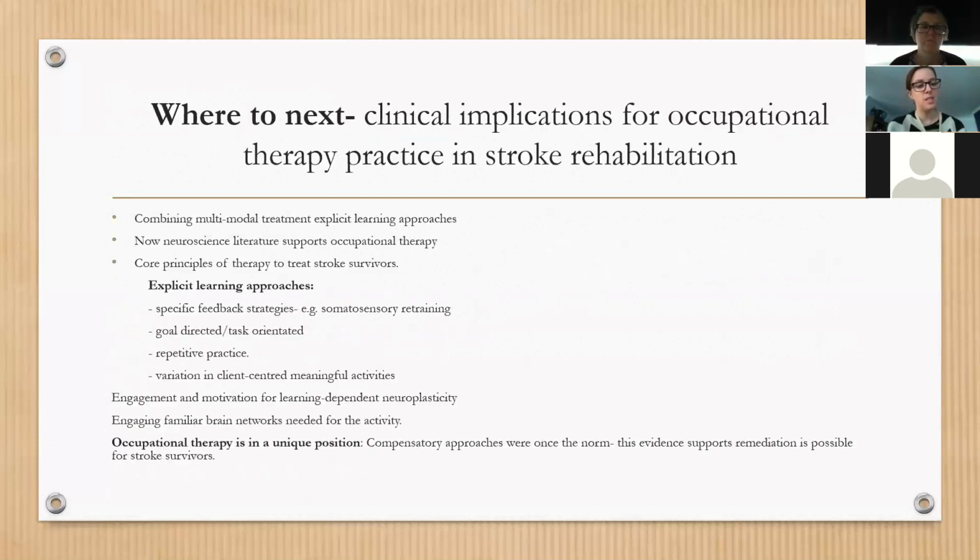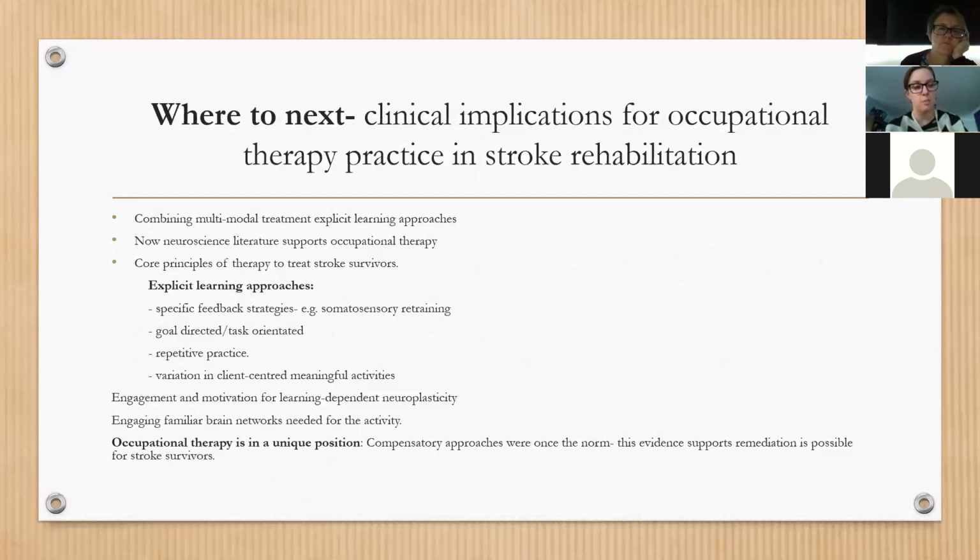All right, so where to next? What are the clinical implications for occupational therapy practice in stroke rehabilitation? Combining multimodal treatments, so explicit learning approaches such as somatosensory retraining and client-centred activity and task-orientated goal-directed activities. Occupational therapists are client-centred practitioners, and we've been conducting goal-directed and meaningful interventions with stroke survivors for decades. Now neuroscience and OT literature has produced the evidence to support occupational therapy's core practice. The literature review provided the evidence to support the notion that to produce neurological change in stroke survivors, core principles of therapy need to be considered.